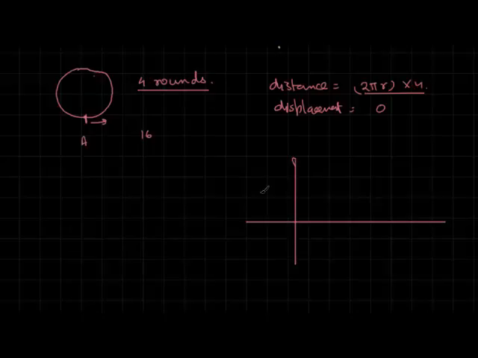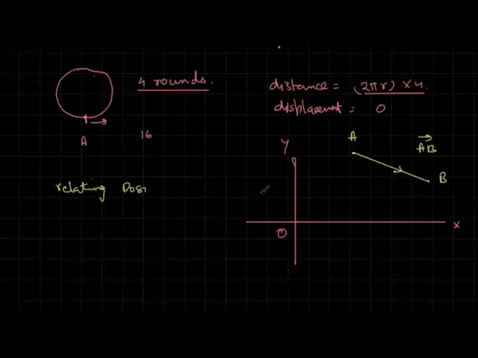So now let's do this example. This is the coordinate system. This is positive x and this is positive y. Let's say the object travels from point A to point B. Right? So what will be the displacement in this case? Clearly, displacement is AB vector. But now let's relate displacement to position vector. So relating position vector with displacement.